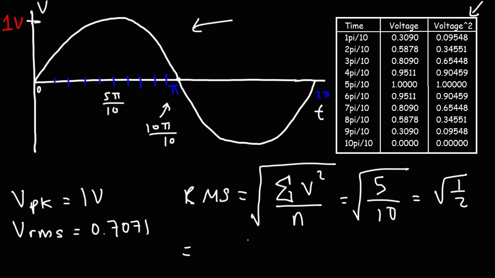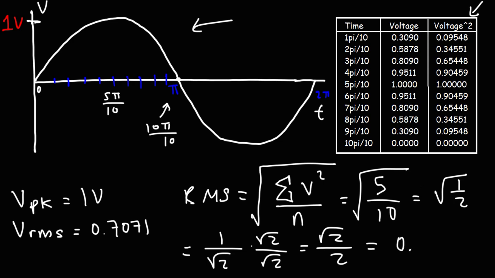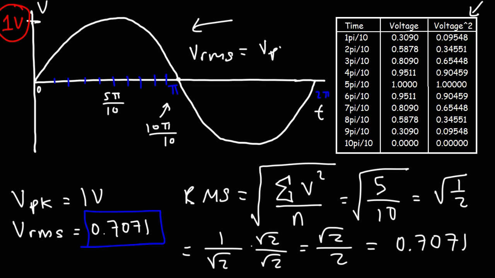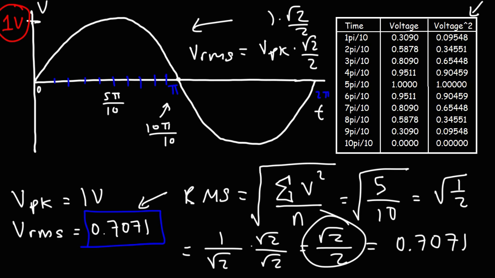The square root of 1 is 1, so we have 1 over the square root of 2, and then we could rationalize that. So this will give us the square root of 2 over 2, which we know to be 0.7071. And so, given a peak voltage of 1, we can clearly see that the RMS voltage is 0.7071. So that's one way you could show that the RMS voltage is the peak voltage times the square root of 2 over 2, as we can see here. So if the peak voltage is 1, the RMS voltage will be root 2 over 2, or 0.7071.